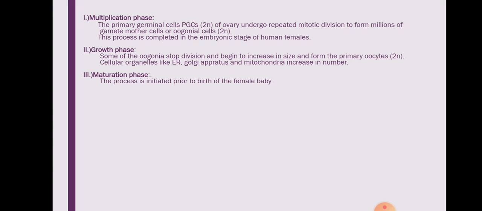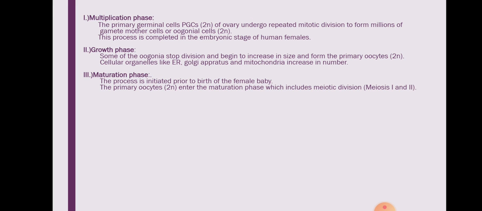Then the growth phase has some of the oogonia stopping division and beginning to increase in size, forming primary oocytes, which are again diploid. Cellular organelles like ER, Golgi complex, and mitochondria increase in number. During the growth phase, they stop division and increase in size. Third is the maturation phase. The process is initiated prior to birth in the female baby. Primary oocytes.